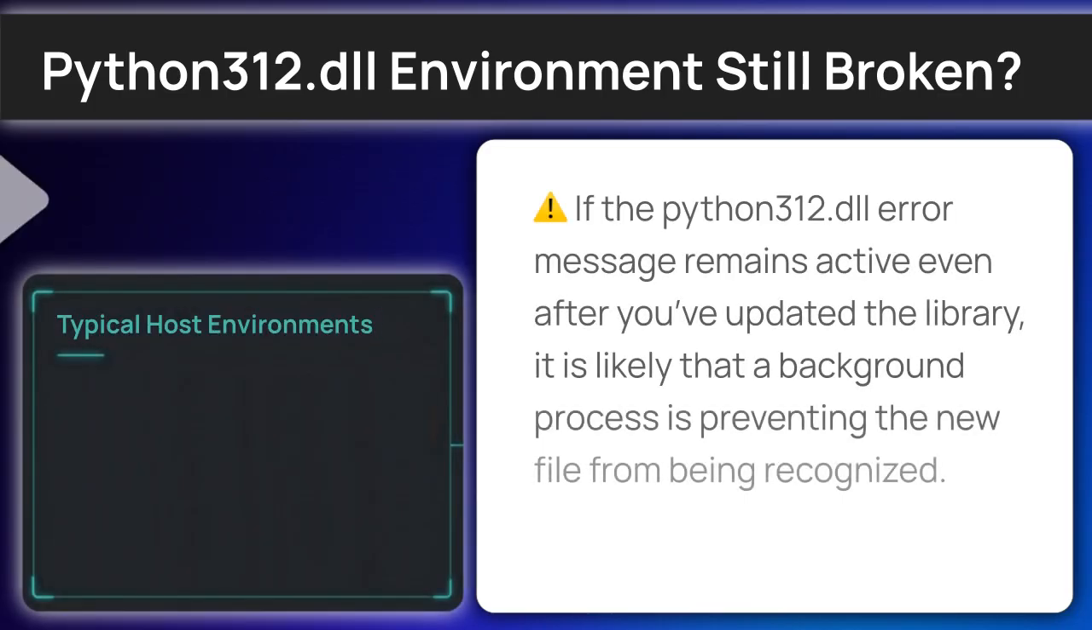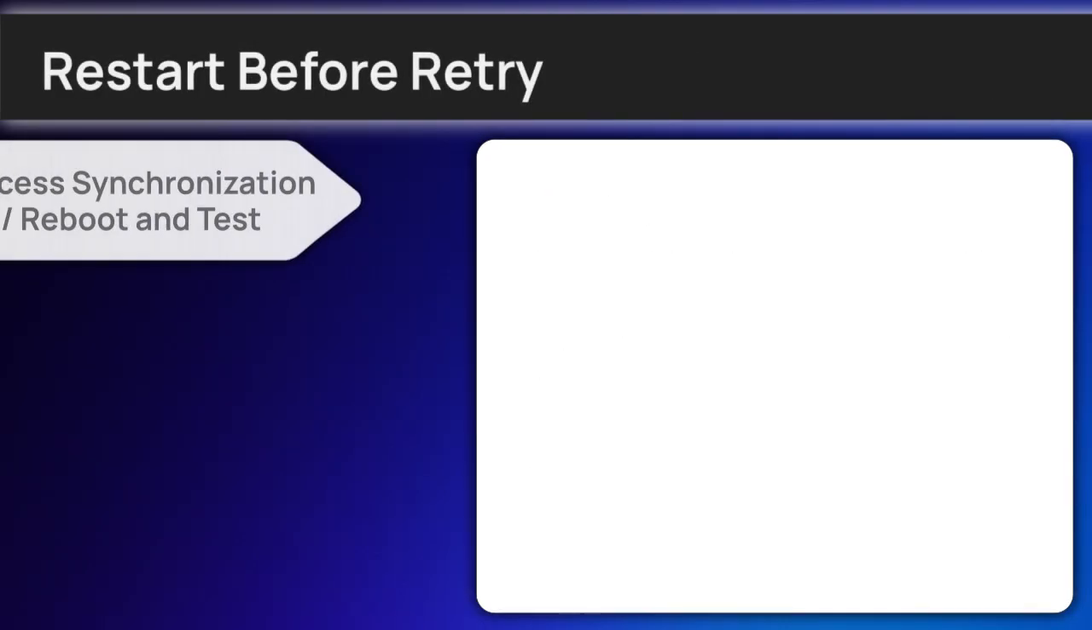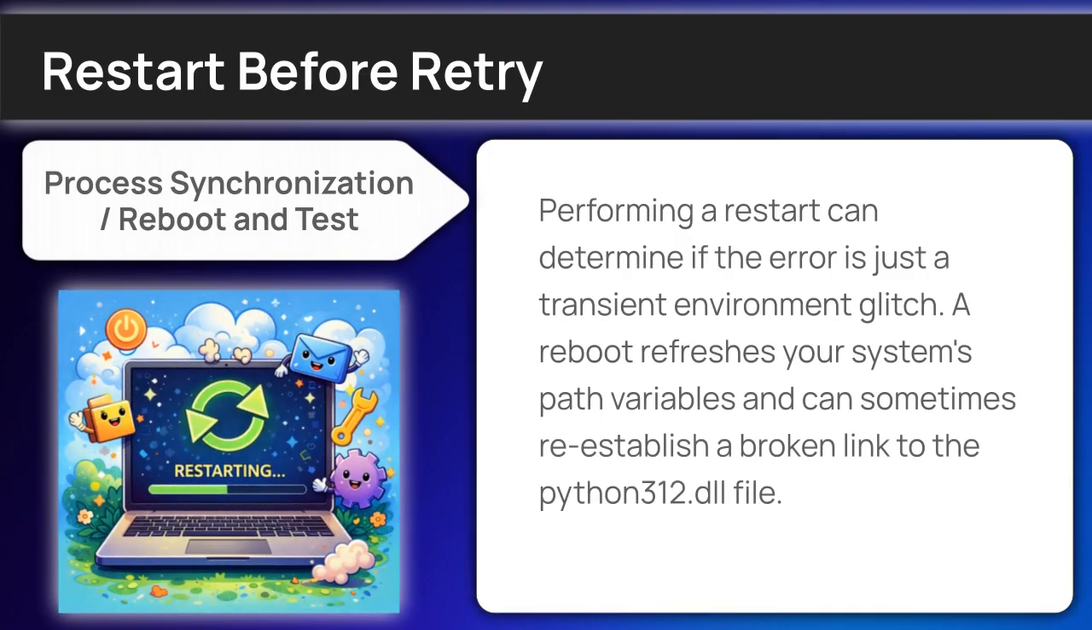Should the file remain missing after a reinstall, we need to ensure that the operating system is forced to re-index its shared library paths. A standard reboot clears out temporary memory conflicts and gives the Windows loader another chance to properly register the Python 3.12 component during startup.